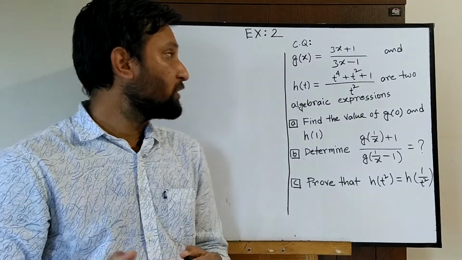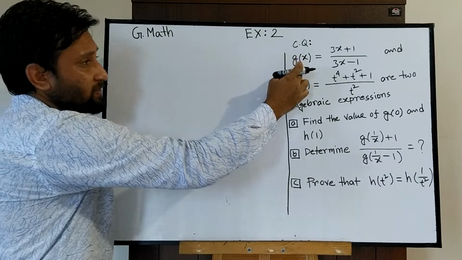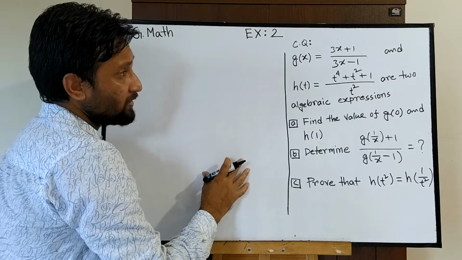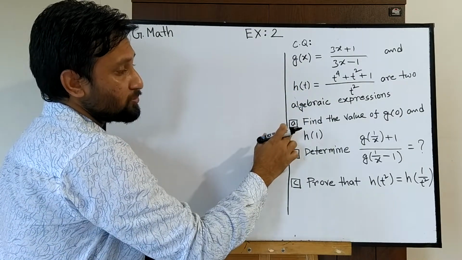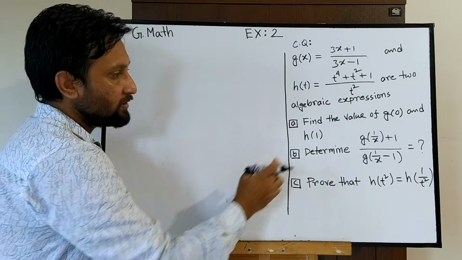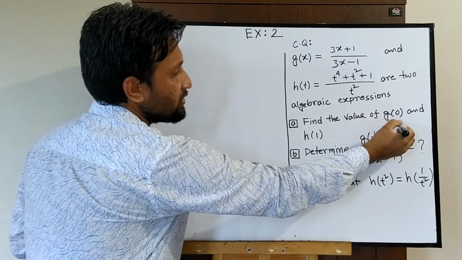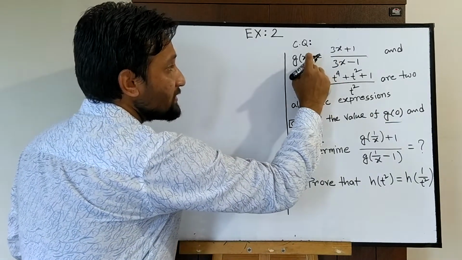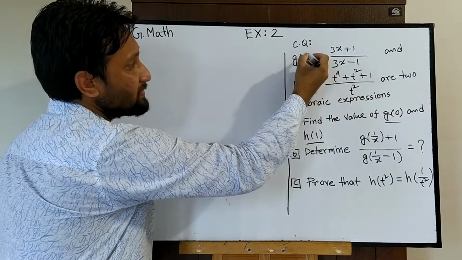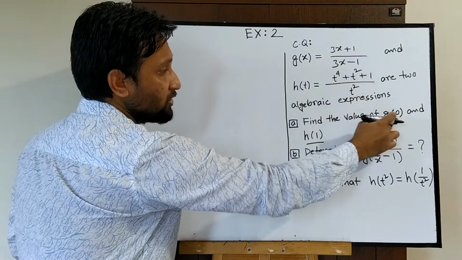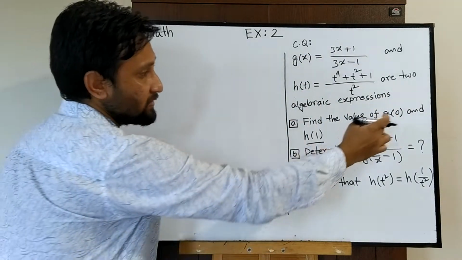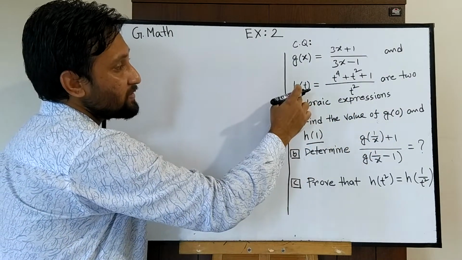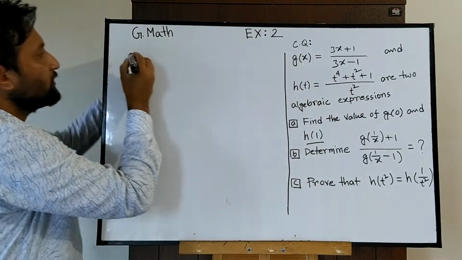Now the next creative question. Here g of x and h of t are two algebraic expressions. By using these we have to solve a, b and c. Now a: find the value of g of 0 and h of 1. That means in this expression, if we replace x by 0, then we get g of 0, and if we replace t by 1, then we will get h of 1.